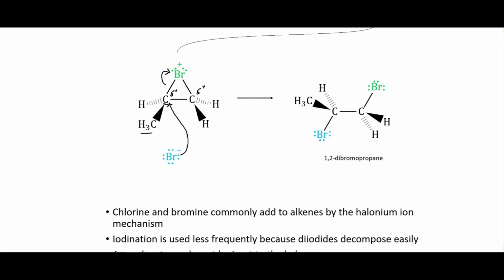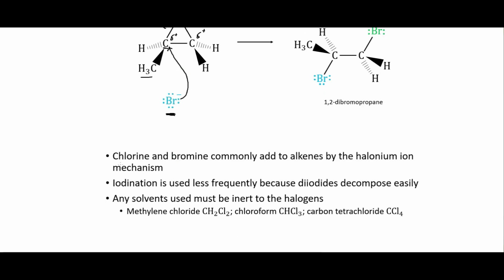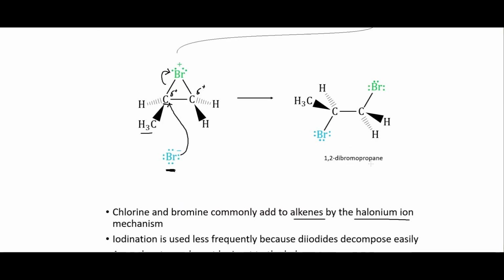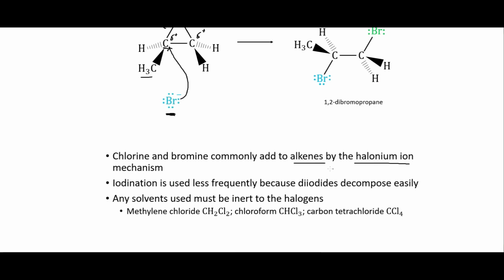And we see why this is the anti-addition, because when we have this bromonium ion up here, this bromide ion is going to attack from the bottom so that we get this sort of SN2 reaction going on. That's going to attack from the other side of the carbon that the positively charged bromine is bound to. That's why we get the anti-addition. So chlorine and bromine can commonly be added to alkenes by this halonium ion, whether that is the bromonium or the chloronium ion.